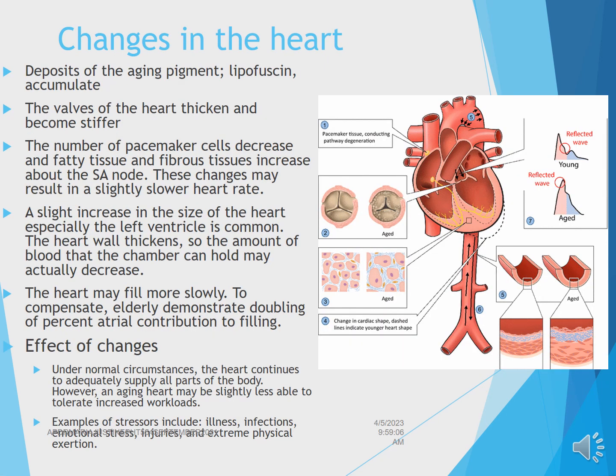So there will be deposits of the aging pigment, which is known as lipofuscin, in the heart. Okay, the valves of the heart thicken and become stiffer. The number of pacemaker cells decreases, and fatty tissue and fibrous tissue increase about the sinoatrial node. These changes may result in a lowered heart rate.